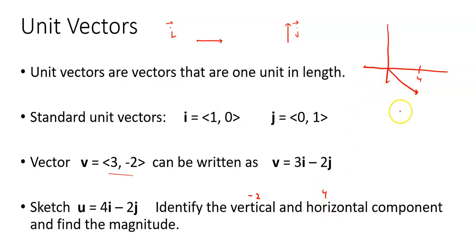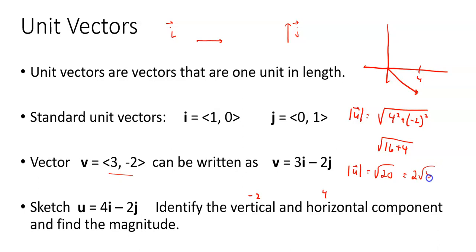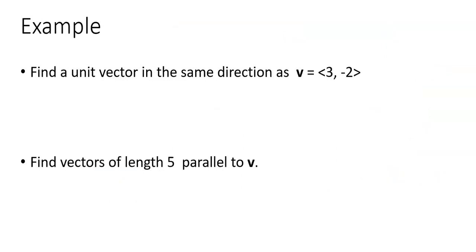So if I want the magnitude of that vector, I would take the square root of 4 squared plus -2 squared. And that would let me find the magnitude of vector u. 4 squared is 16. Don't forget, when you square a negative, you get a positive. And so the magnitude of my vector u is the square root of 20. If I want, I can simplify this as 2 square root of 5. All right, so those are unit vectors. Suppose then I want a unit vector that is in the same direction as a given vector.